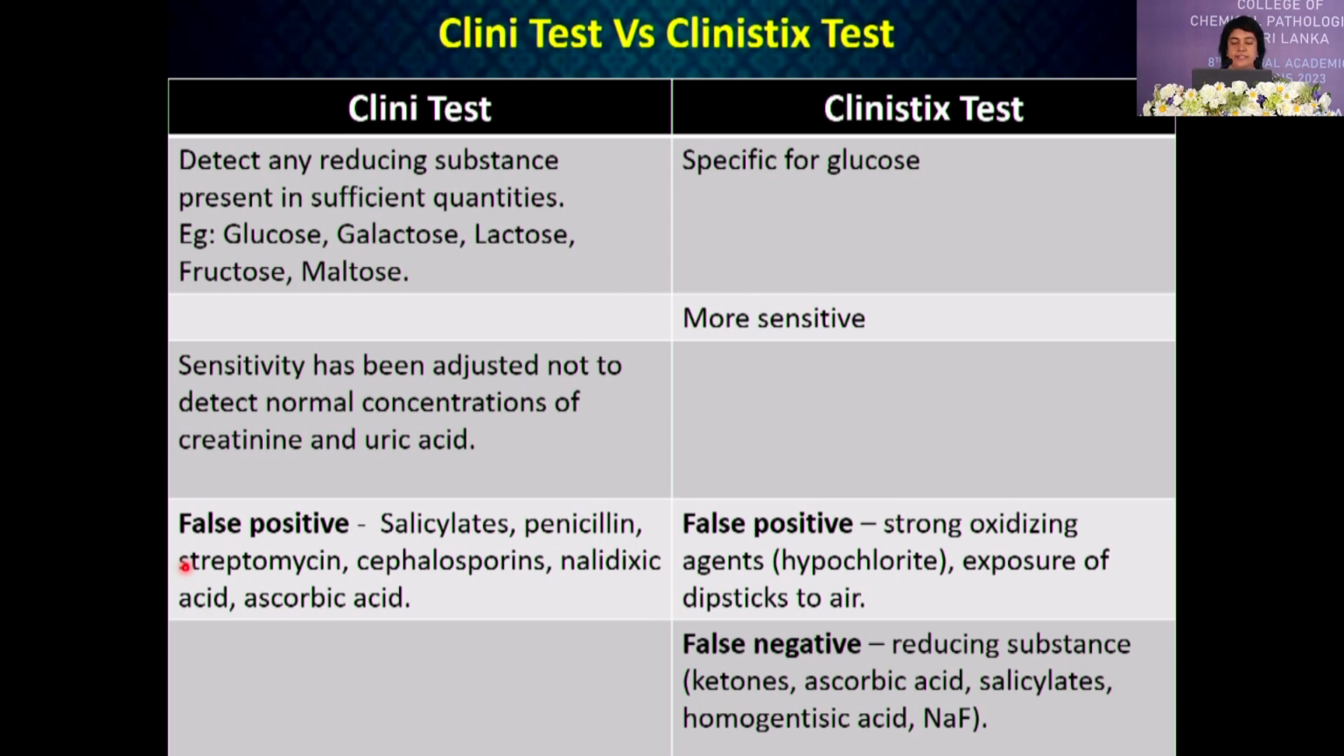In the Clinistix test, a false positive can be caused by strong oxidizing agents and exposure of the strip to the air for a long period. A false negative can be caused by reducing substances such as ketones, ascorbic acid, salicylate, and homogentisic acid.